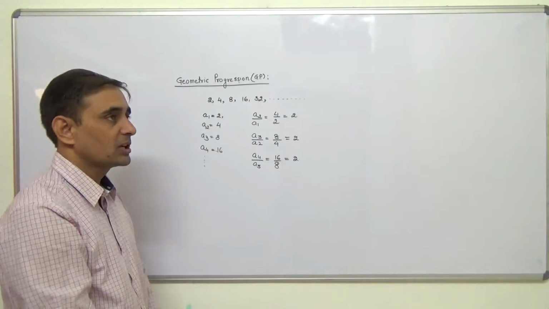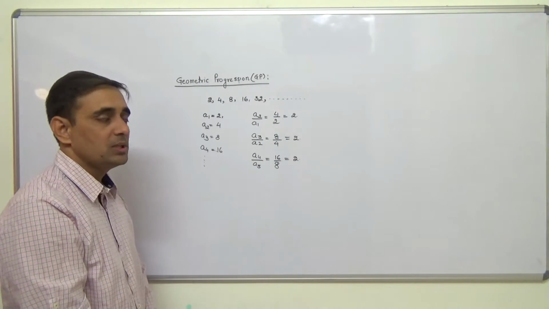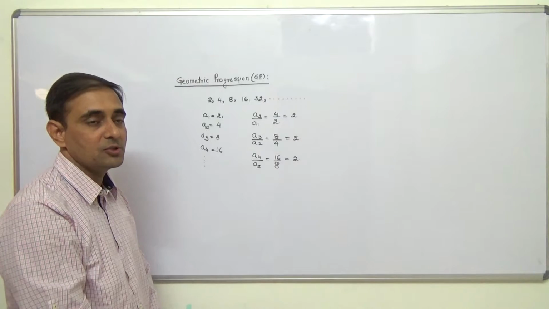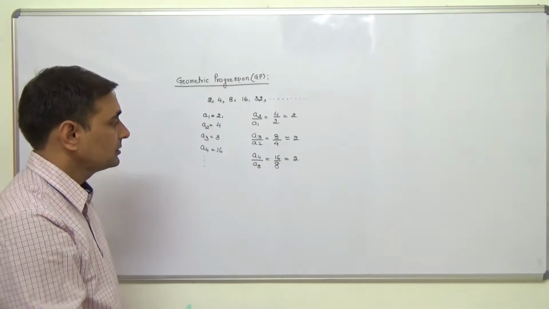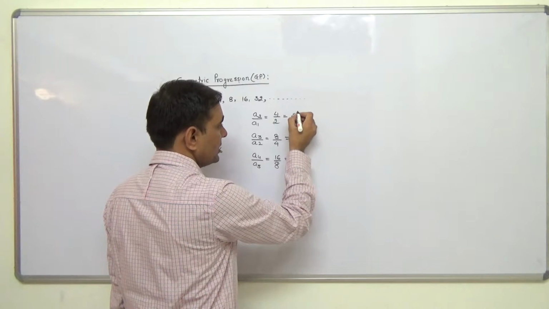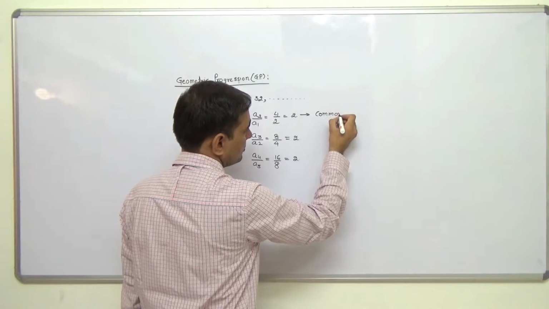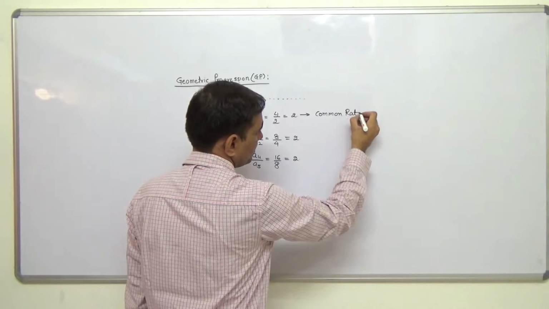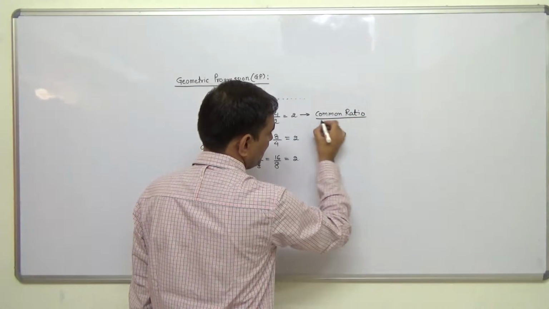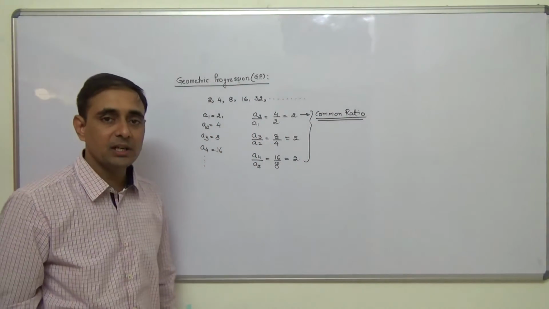ऐसी टर्म्स जिसमें कंटिन्यूस टर्म्स का रेशियो सेम रहता है उन्हें हम क्या कहते हैं? जीपी सीक्वेंस या ज्योमेट्रिक प्रोग्रेशन, राइट? दिस कांस्टेंट रेशियो 2 इज नोन एज कॉमन रेशियो. कॉमन रेशियो, कांस्टेंट रेशियो का नाम क्या होता है? कॉमन रेशियो. तो 2 हमारा यहाँ पर क्या है?